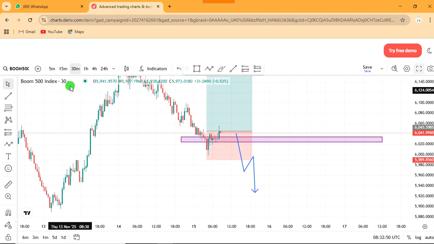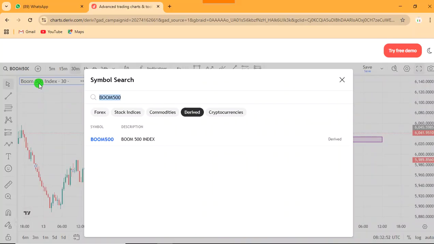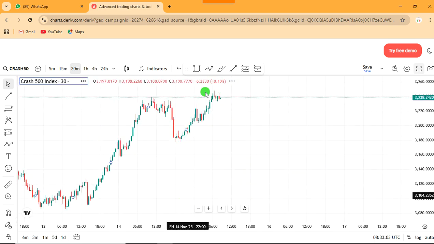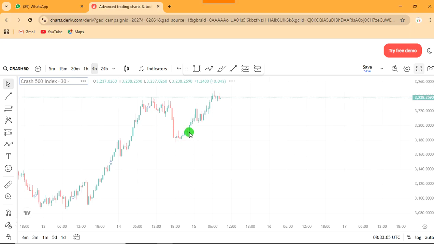That's it. Let's go to the next one, which is still 500, but it's going to be Crash now. Let's check if it's going to crash or if it's also going to give us boom, boom, boom. Okay, so let's see what's going to happen on Crash. Let's go to the H4 as usual.